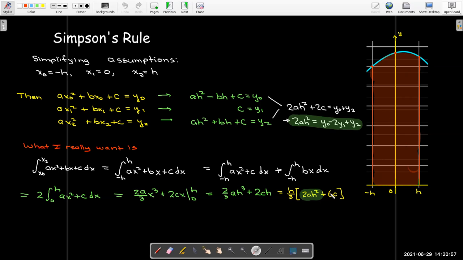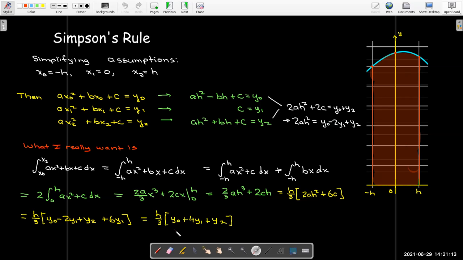So now let's go ahead and make these replacements. I'm going to replace 2ah squared with y0 minus 2y1 plus y2. And now I'll replace 6c with 6y1. Combine the like terms, and I've got this nice formula for the integral of the parabola, and it only has the h and the y values.